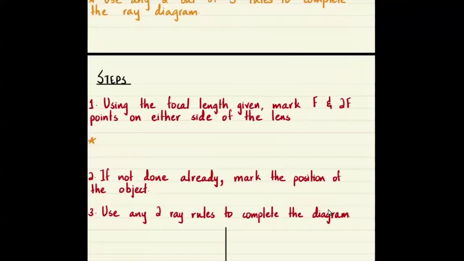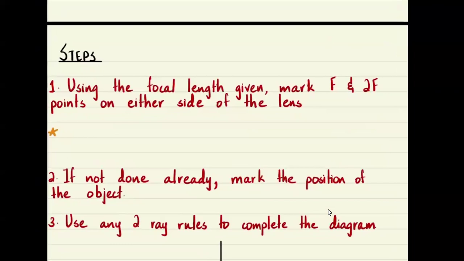Now, what are the steps? So using the focal length given, and this is what most of the questions in paper 2 would be like. Whenever you are given a graph paper and you have to make the entire ray diagram drawing, these are the steps you would follow 90% of the time. Using the focal length given, this will be given in the question, you will mark F and 2F points on either side of the lens.